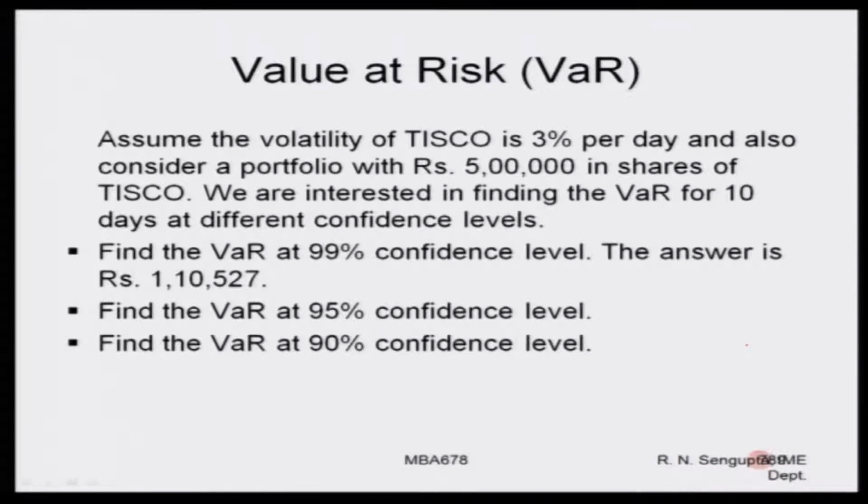The answer is 1,10,527. So, what you have to do is that this is 3% per day and the value of the portfolio is given. So, what you will consider is that per day has to be converted if you are finding the VAR at 10 days. So, it would be multiplied by square root of 10, because you are considering only the standard deviation. It was variance. So, obviously, it would be multiplied by 10 only, and then considering the actual formula, you can just find out the VAR values as it is given.